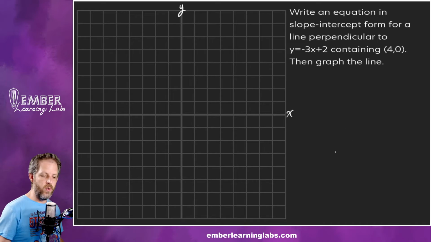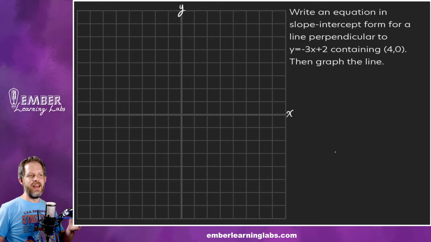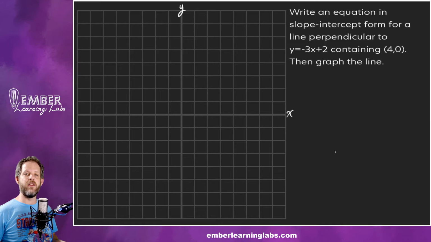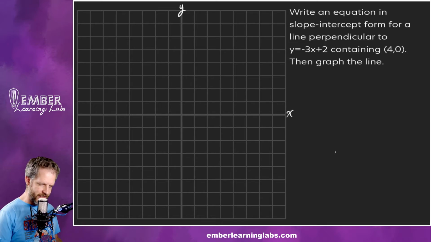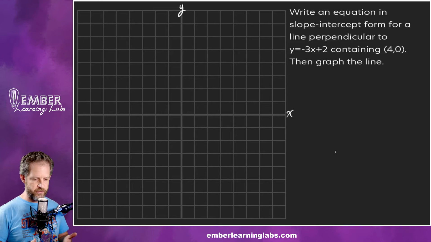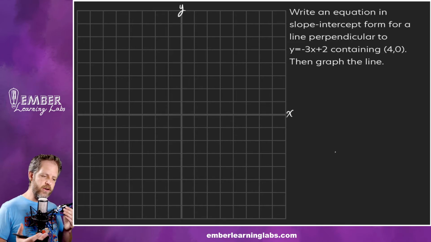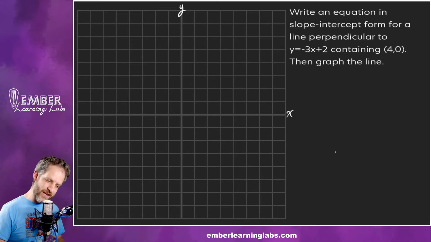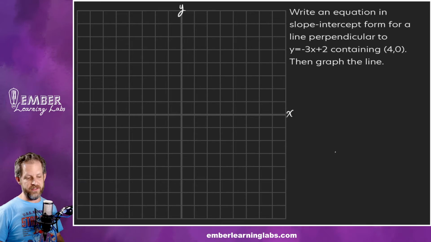Here we go. One last puzzle piece. This is where I was talking about. This is going to include stuff from the last lesson and this new lesson all in one puzzle piece. Okay, so we're going to write an equation in slope intercept form for a line perpendicular to y equals -3x plus 2 containing 4, 0, and then we're going to graph the line.